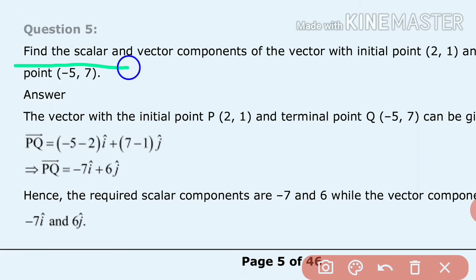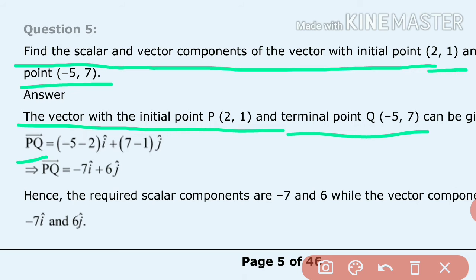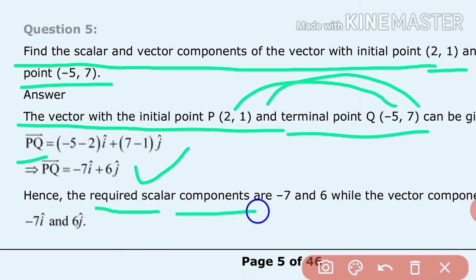Find the scalar and vector components of the vector with initial point 2, 1 and terminal point minus 5, 7. So the vector with initial point P (2, 1) and terminal point Q (minus 5, 7) can be given by PQ, and PQ will be (minus 5 minus 2)i plus (7 minus 1)j, and that will be equal to PQ is minus 7i plus 6j.